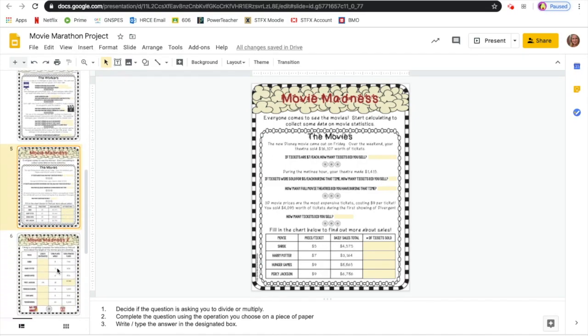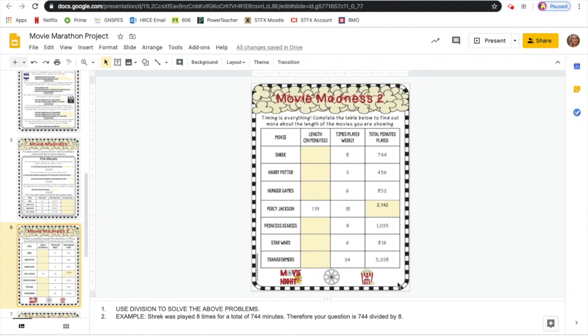Slide number 6, this is all division questions. And as you can see, again, I did the double digits for you. So you're just working on the division questions. And I've even put an example down here. So for the first one, Shrek was played 8 times for a total of 744 minutes. So therefore, your question would be 744 divided by 8. And these will all have the exact same format.